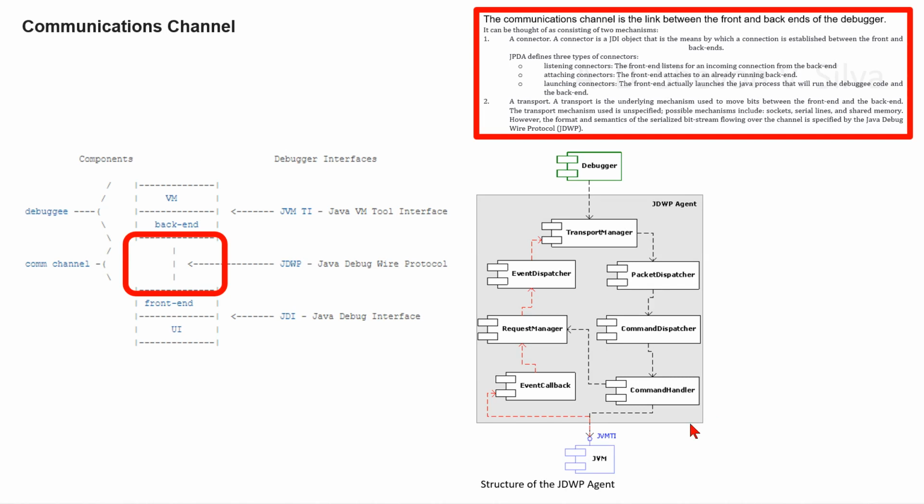In this flow, the transport manager acts as a gateway for all incoming and outgoing packets. The packet dispatcher reads incoming commands, wraps them and transfers them to the command dispatcher to find the appropriate command handler. These handlers actually execute commands and then send reply packets to the debugger via the transport manager.